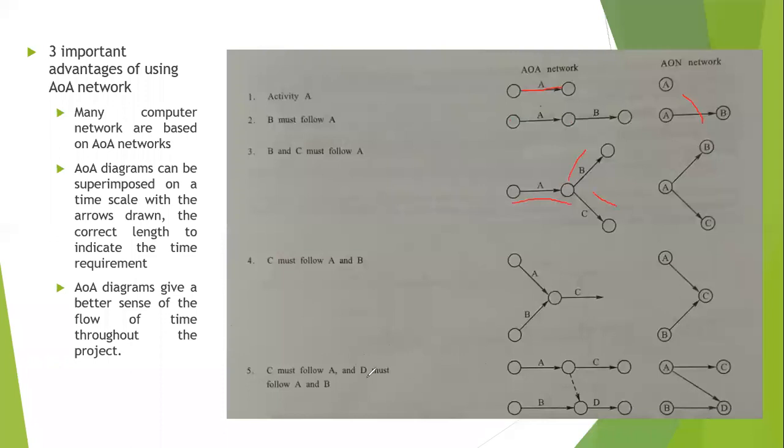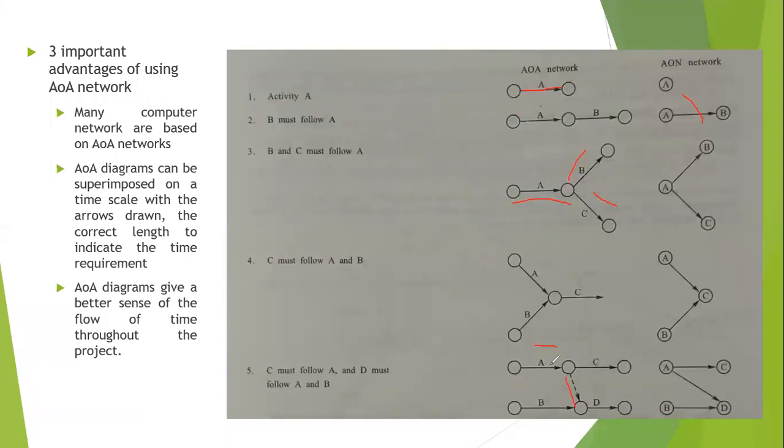C must follow A and D must follow A and B. Look here, C must follow A. So I've done, and D must follow A and B. So D predecessor activities are A and B. Now A I have represented here already. That means I have to create a dummy and represent this with D. So that's the reason this dummy has been introduced. Why? Because D will start only when A and B finish.